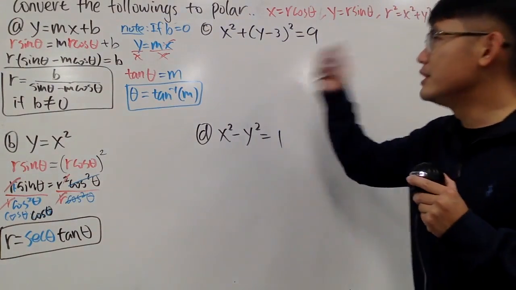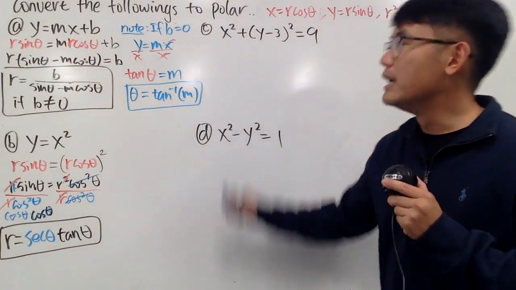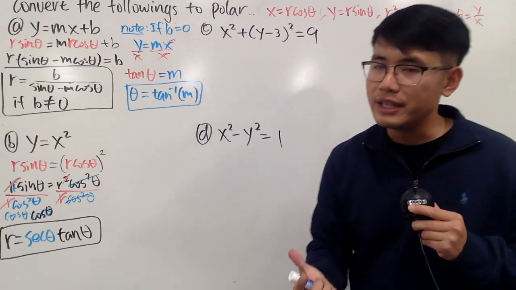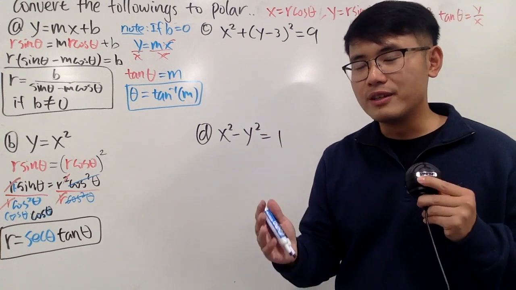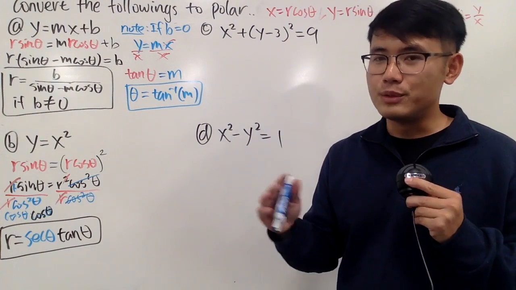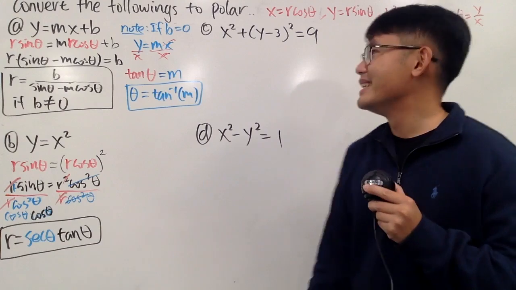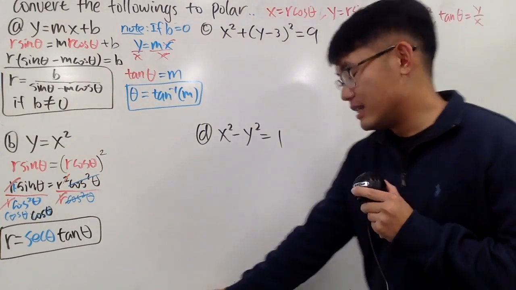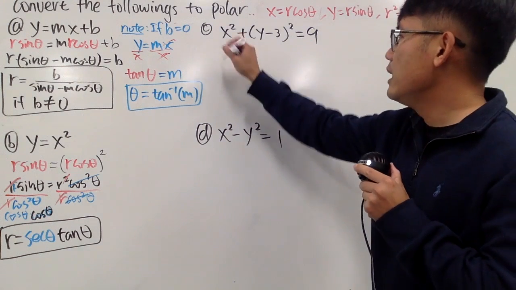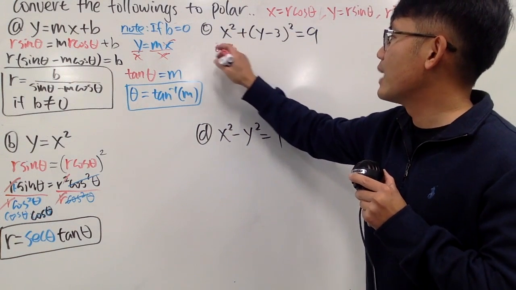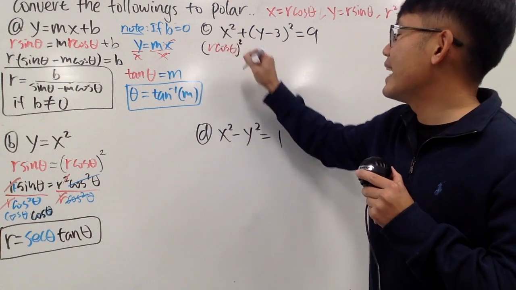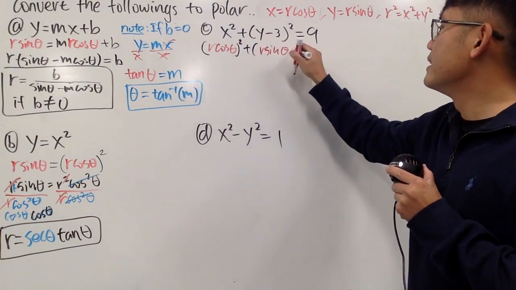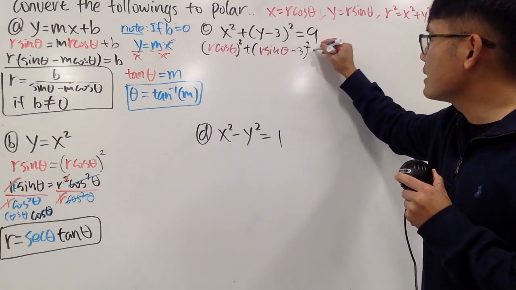Now, this one, we have an equation of a circle, center at 0, comma, positive 3. The truth is, the equation of a circle in the standard form is really ugly in the polar world. So this is a special case. It's much better. Take a look. Do it the same way, of course. X is r times cosine theta. Square that, plus y, which is r times sine theta minus 3, and we have to square that. That's equal to 9.